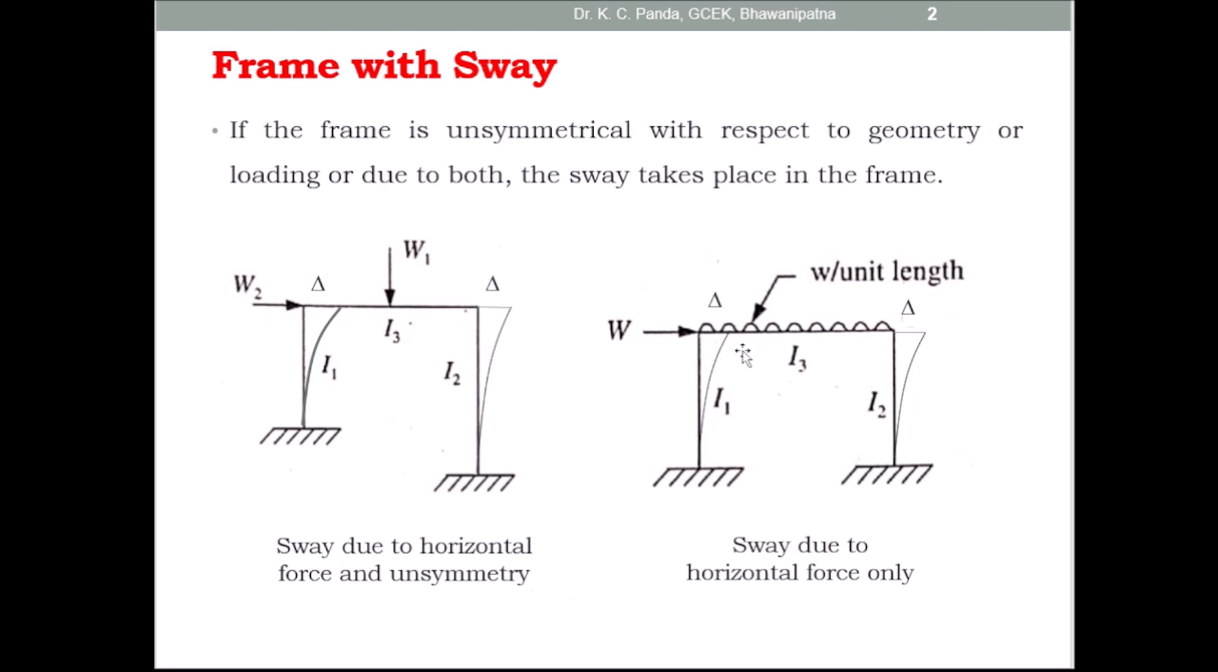And here you see, on the span BC there is a uniformly distributed load, and at the joint B there is one horizontal load. Due to this horizontal loading, sway also takes place, because at the beam level there is no support, so the sway of the joint or the vertical member takes place. The sway amount is delta. So here the sway takes place due to horizontal force only, because the UDL is symmetric about the central axis.